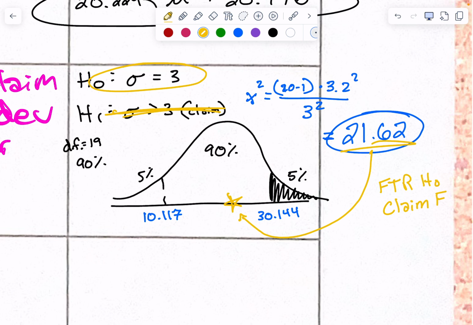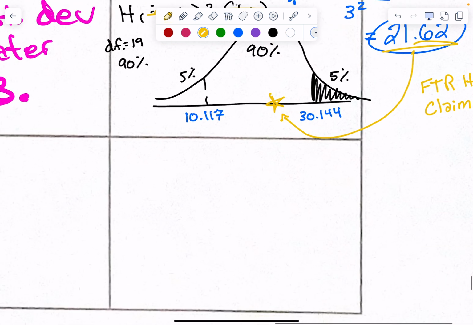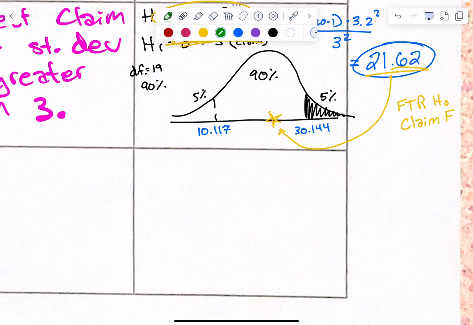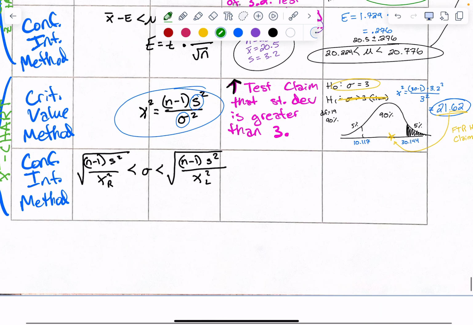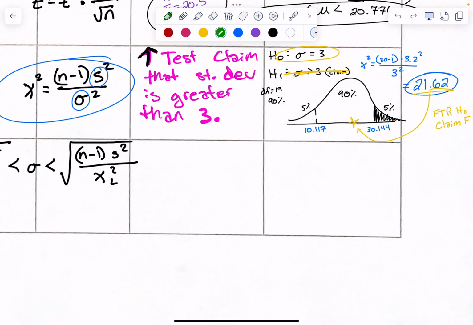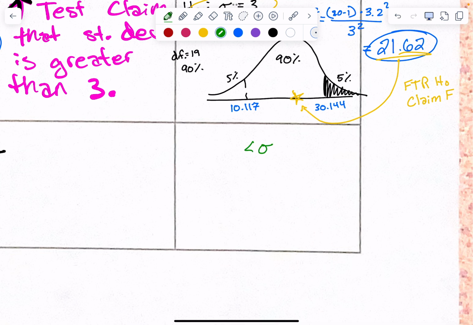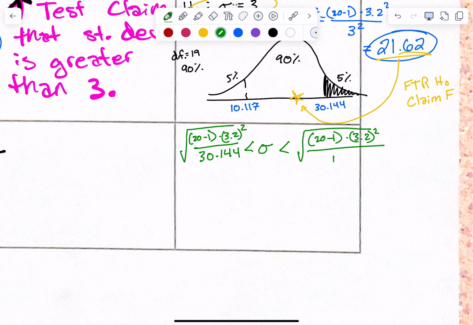Feeling good about that? Now we have to do the other one. So here we do not calculate error, correct? We only do the chi-squared right, chi-squared left stuff, right? So sigma lives in the middle, and we do the square root of n minus 1, so 20 minus 1, times s squared, which is 3.2 squared, all over your chi-squared right number, so that's 30.144, right? They switch places. This guy, 20 minus 1 times 3.2 squared over 10.117.